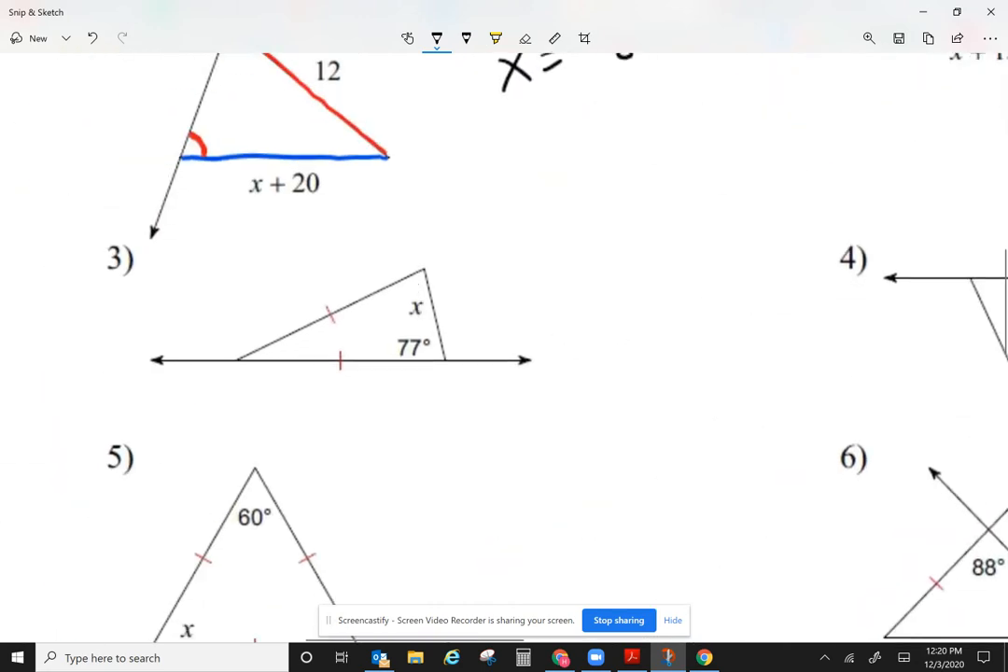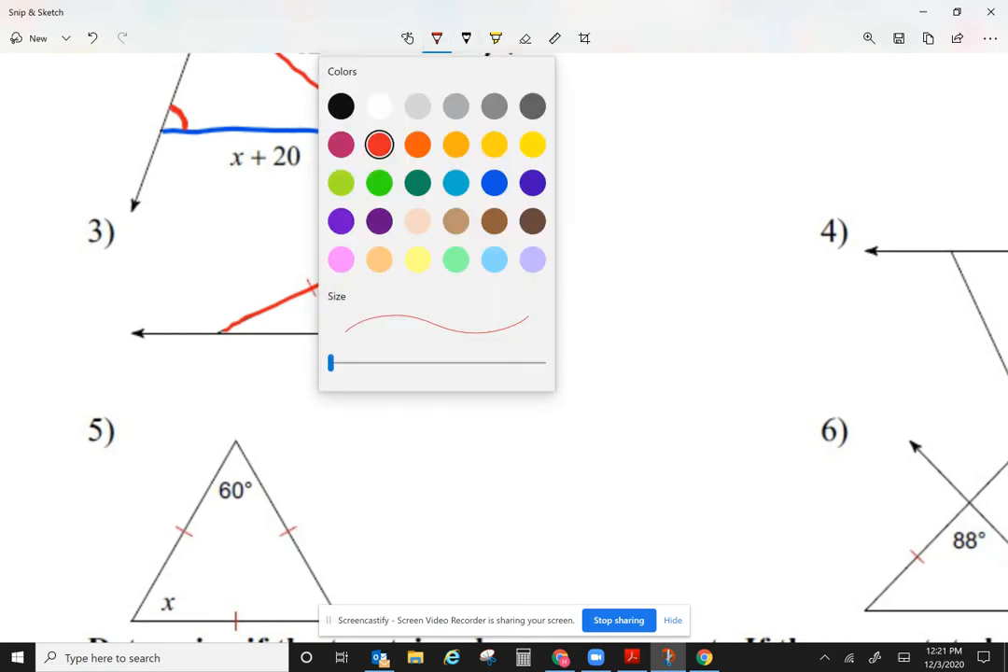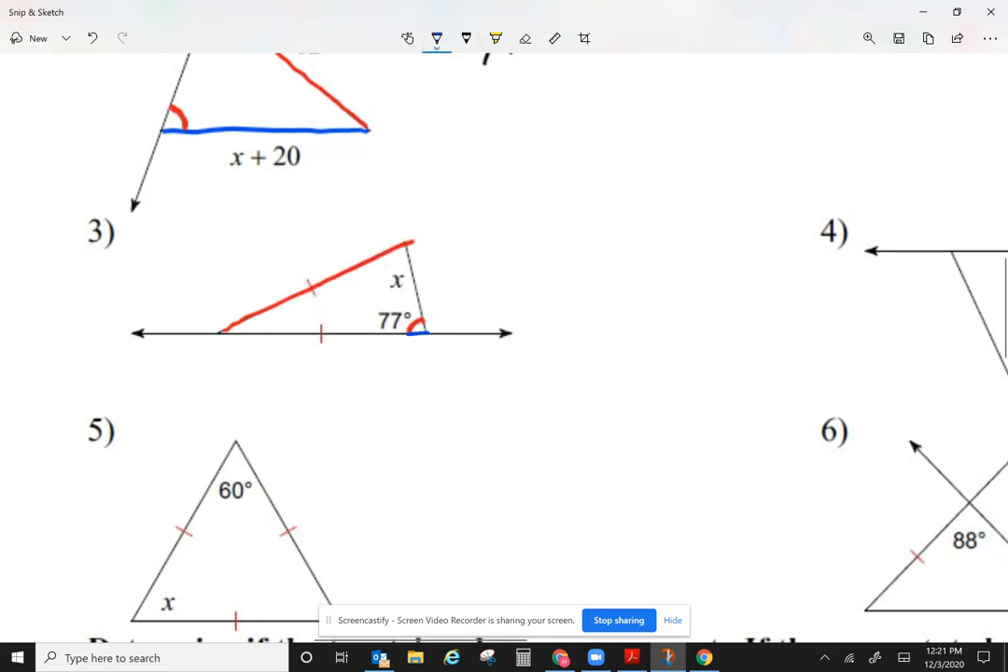Let's take a look at question number 3 now. Those two sides are equal, right? Notice how now I'm marking the sides. Those two sides are equal. Let me mark one of them. Let me highlight one of the sides in red, and let me mark the opposite angle in red. Let me take a look at the other side.